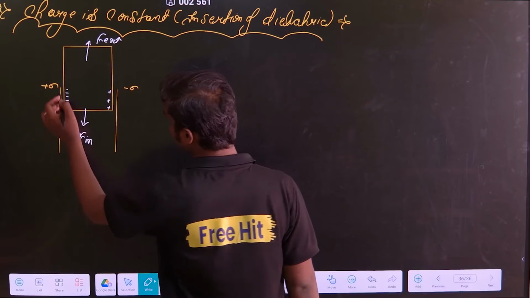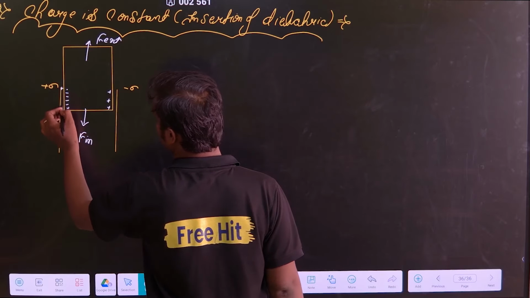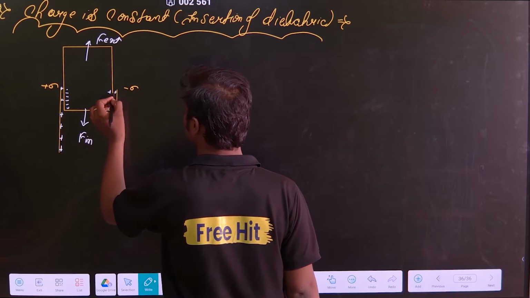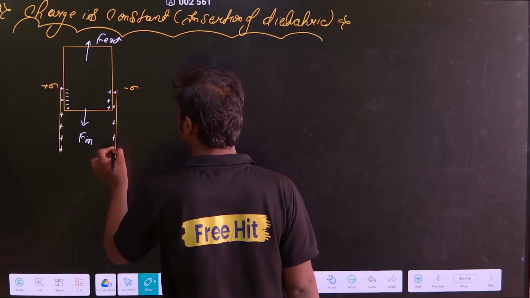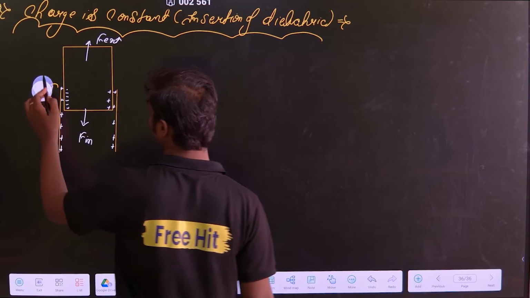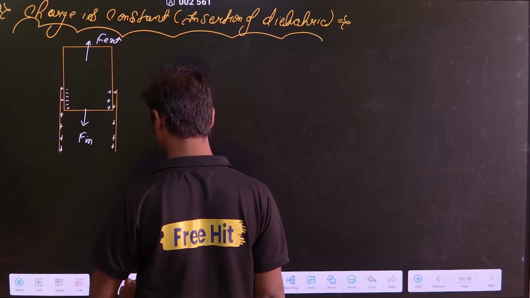Clear? That has to be clear, like why there is a Q external there. And it is at constant charge. What does it mean? It means the charge is not going to be changed. Okay, the charge is constant.